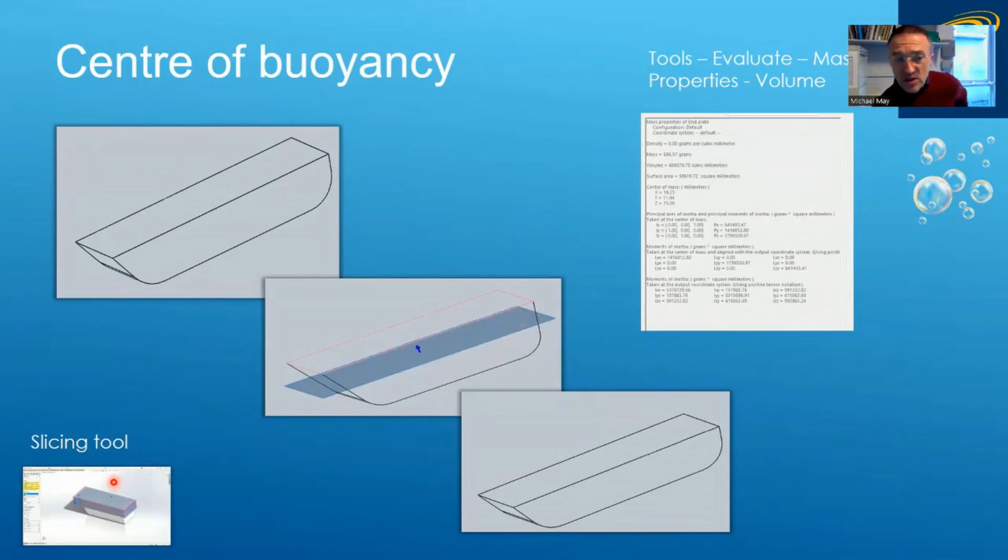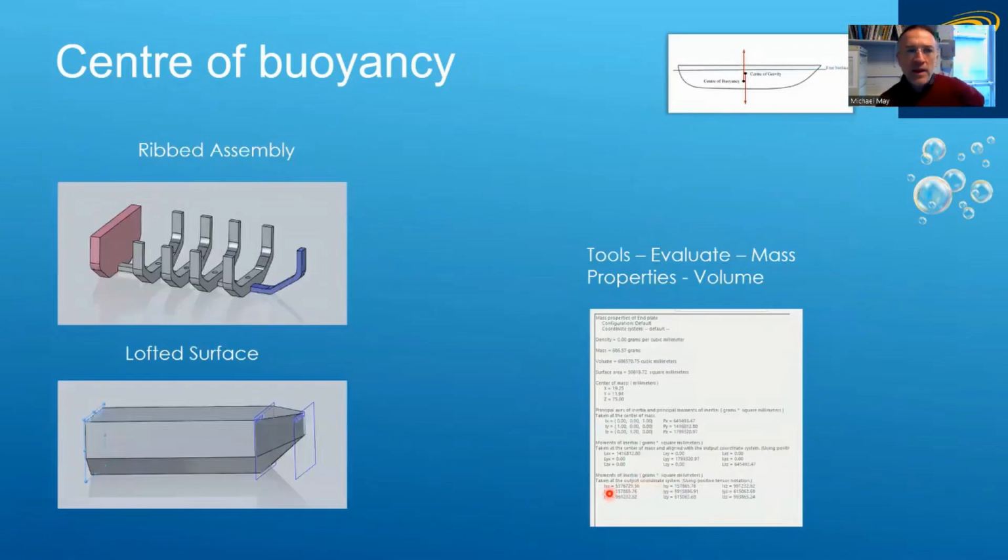There is a slicing tool that you might find useful. It may just be a case that you just need to slightly adjust your plane. So that's the buoyancy force acting upwards. If you get the center of mass of this volume here, that will give you the center of buoyancy. If you're dealing with a ribbed assembly, one tip would be that you could create a series of sketches and loft one sketch to the other to get the general solid shape of your ribbed assembly.